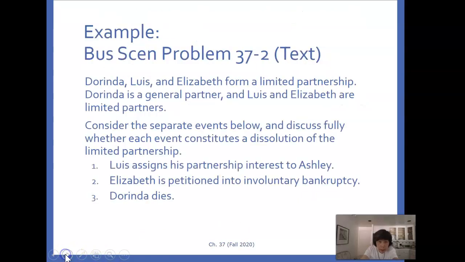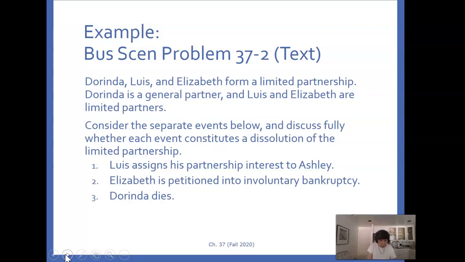Oops, sorry, class. All right, now I just want to take a quick look at a business scenario problem. This again is at the end of the chapter, and it involves a limited partnership. In this limited partnership, we have three people: Dorinda, Louise, and Elizabeth. Dorinda is the general partner. Louise and Elizabeth are the limited partners. Consider each of these separate events and discuss whether the event constitutes a dissolution of the limited partnership.